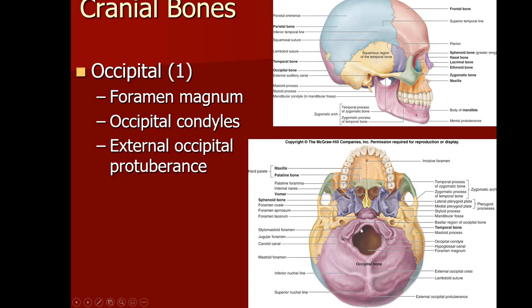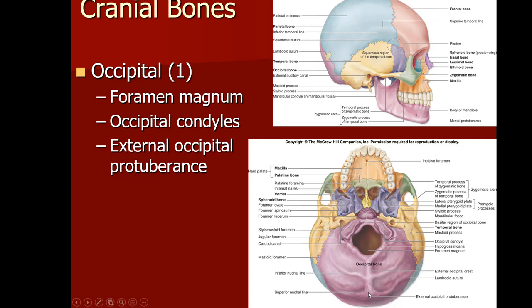So one, we have the big opening. This is called foramen magnum. That's where your spinal cord would go up and meet with your brain. We have occipital condyles. These are these little round structures here and here. This is what allows your skull to rest on your first vertebra. We're going to go through the vertebra later in this lecture, but your skull basically rests on your backbone, and those occipital condyles are what make contact with the first vertebra.